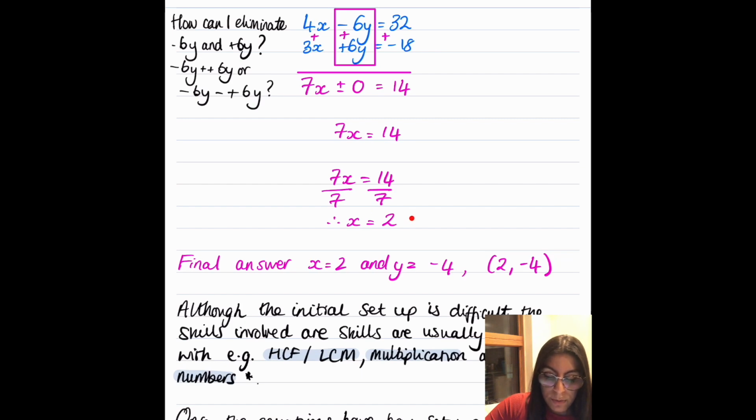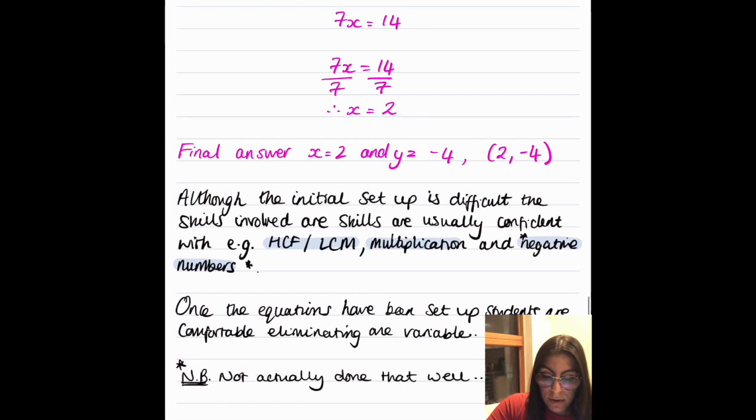So again, you can see we end up at the same point. My final answer should be x equals 2 and y equals negative 4. Setting it out as a coordinate, 2 and negative 4.